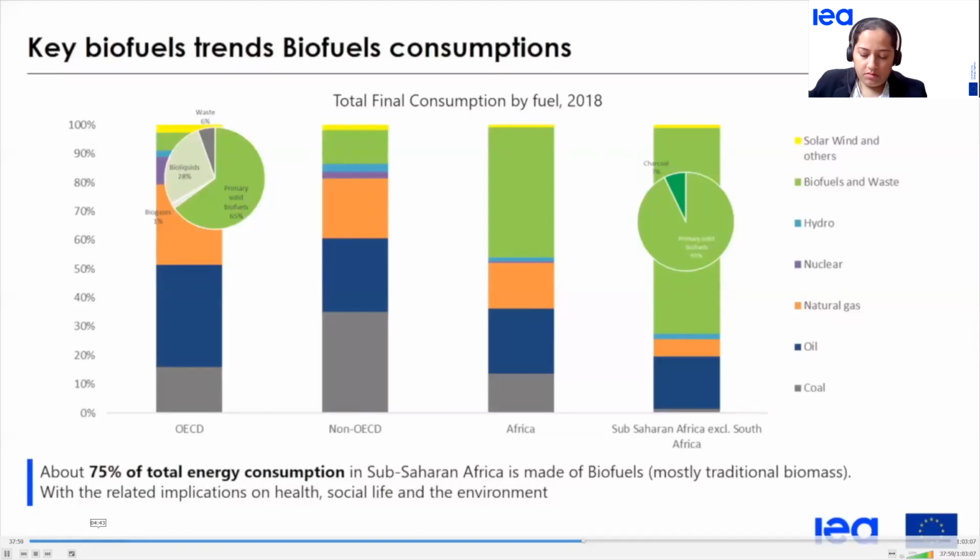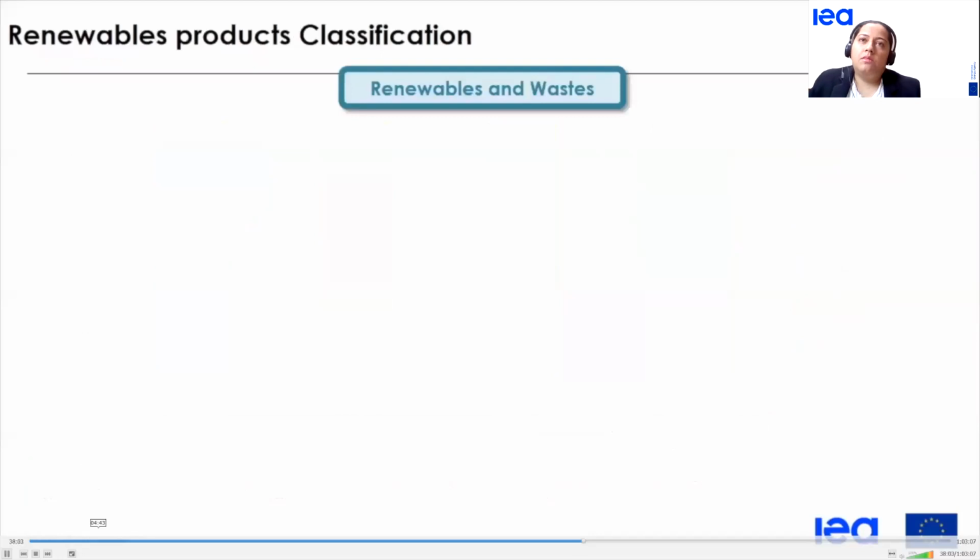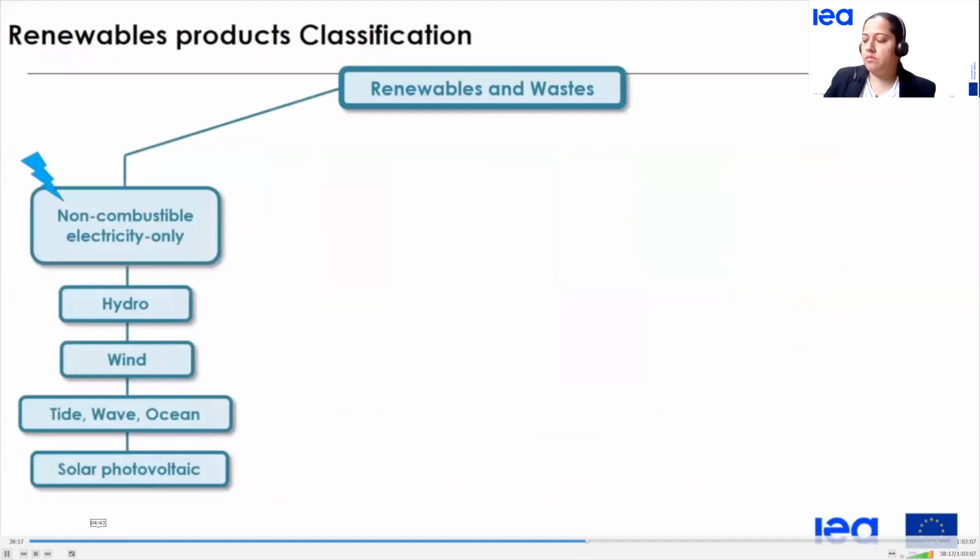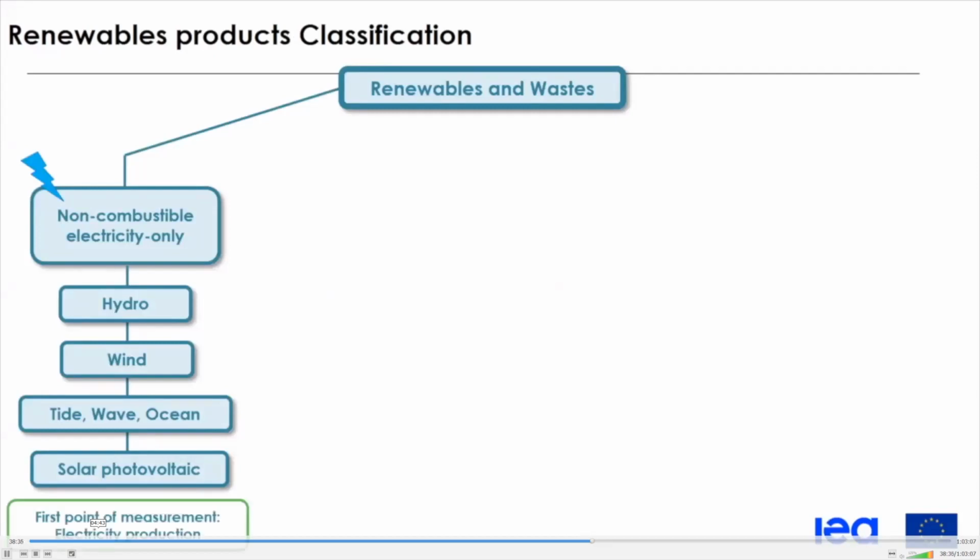Now it's time for us to dive a little bit deeper on how we classify renewables, because for now we have talked about a lot of different products. Renewables and waste can be classified into 4 different groups. The first one will be the renewable electricity, renewable energy, which have primary energy form of only electricity. This includes, of course, hydro, wind, tide, wave, and ocean electricity generation, and solar photovoltaic or solar PV. So in here, the first point of measurement for the statistics is the electricity produced from those plants and structures.